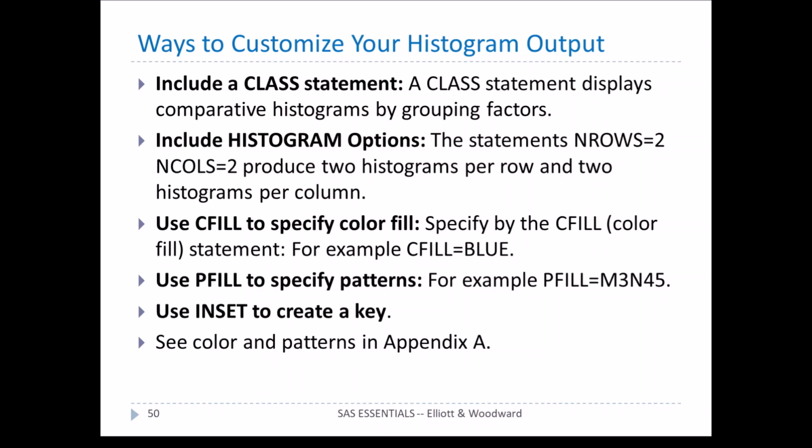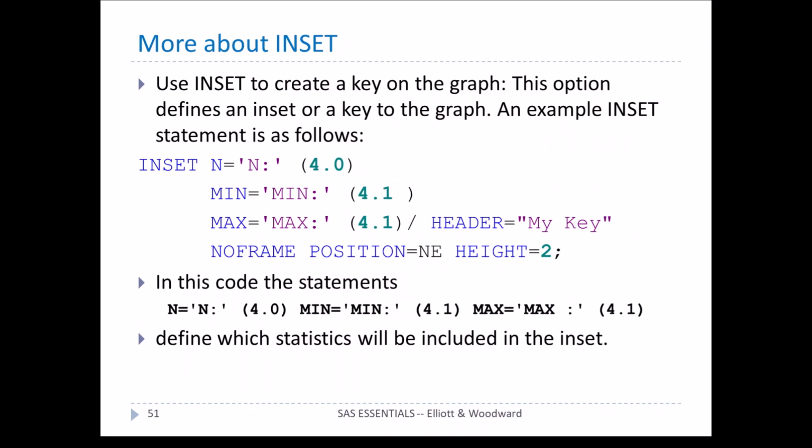We can also use a class statement, as we saw in an early example, to compare the histograms by a grouping factor. The rows and the columns, we asked for instance, 3 rows. We could have asked for 3 columns, and then it would have formatted the picture a little bit differently. We can use C-fill to specify a color fill for the histogram bars. P-fill for a scatter, to specify a pattern. Again, these are in Appendix A. You can see what all these mean. And the inset to create a key, as we've discussed also in the past. So those are ways that you can customize your histogram output.